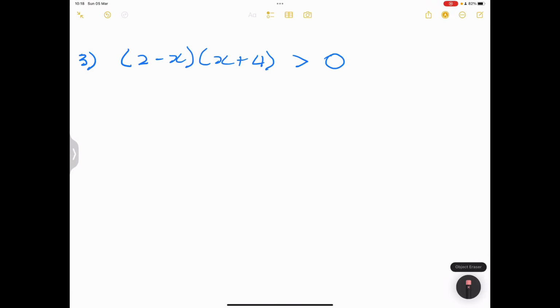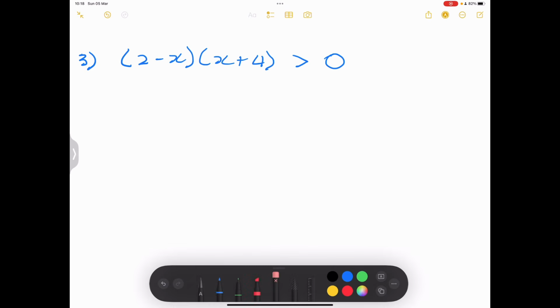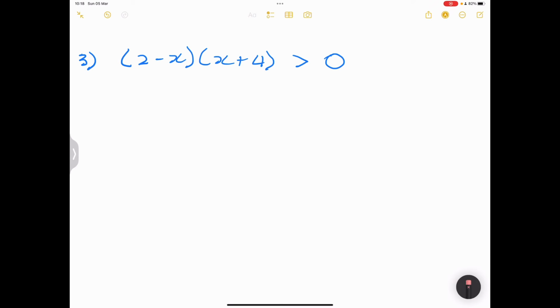So I'm not going to multiply in that case, but I want you to note you've got a negative x value here, right? So what would this negative x value do?